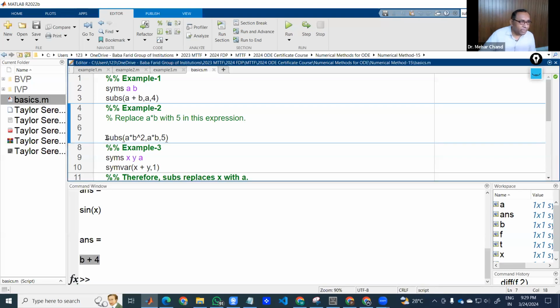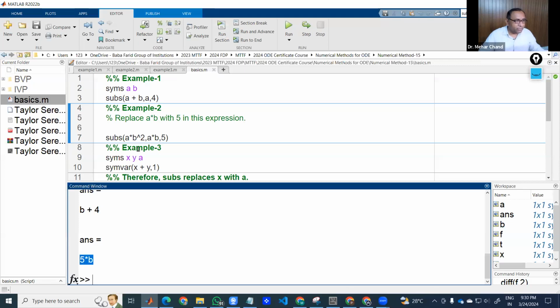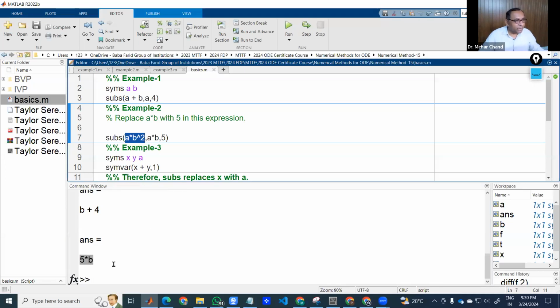Similarly, if we have this expression and we use the subs function, the value of a product b is 5, and here is a product b square. When you execute this statement and run this section, yes, in ab square, the value of ab is 5, so the value of this expression is 5b.